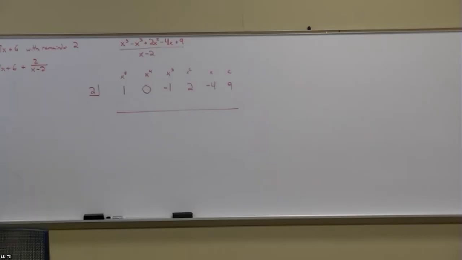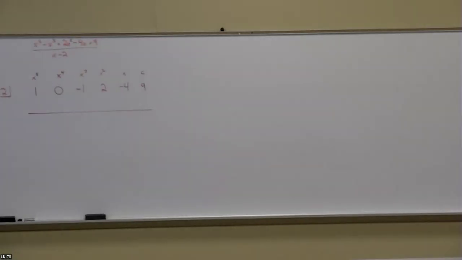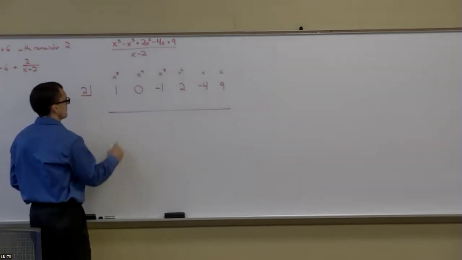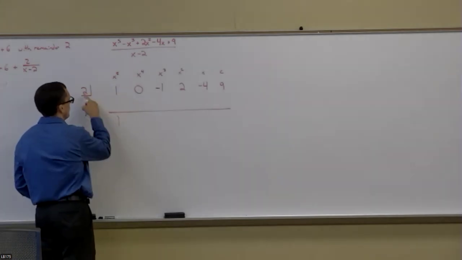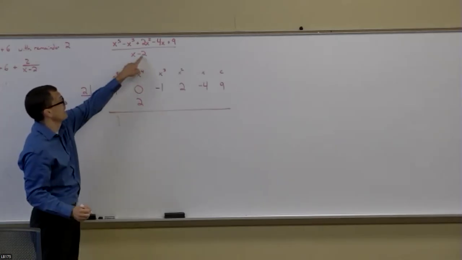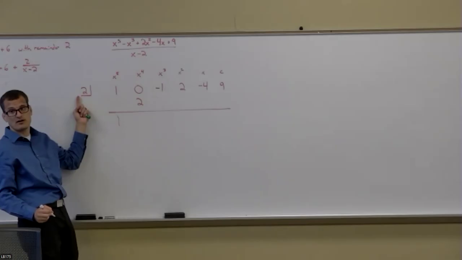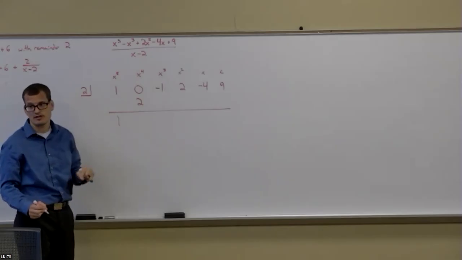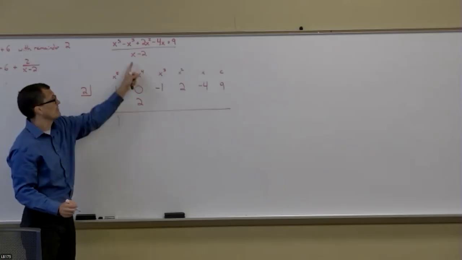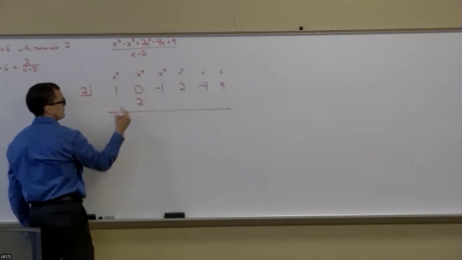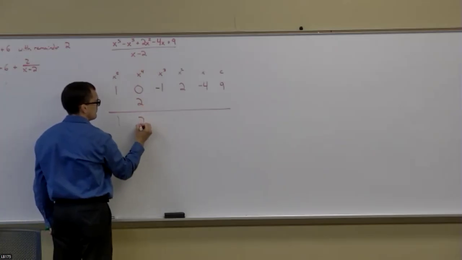And when we do this process, again, I just go through: 1 drops down, 1 times 2 is 2. Oh, notice that this is x minus 2, so I'm using a positive 2 as my r. We follow that. X minus r, it's always x minus r. So x minus 2, I'm using a positive 2. So 2 times 1 is positive 2. Add those up, you get 2.